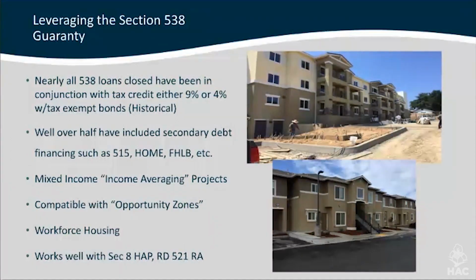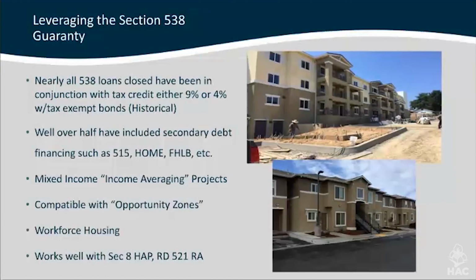As I stated, when we're looking at the impacts of what the program allows, nearly all of our 538 loans have been in conjunction with 9% tax credits and 4% tax-exempt bonds. Well over half of our projects have secondary debt. The program does allow for hard seconds. It does allow for soft seconds. So it's one of the least restrictive programs in the affordable housing finance world.